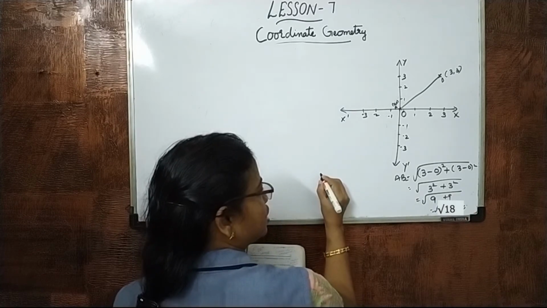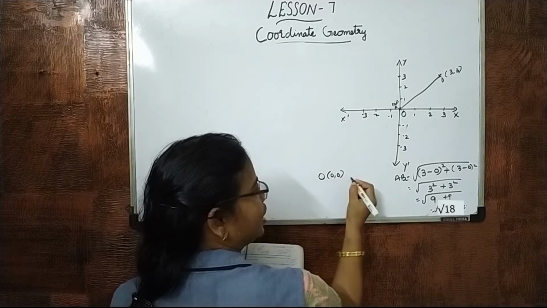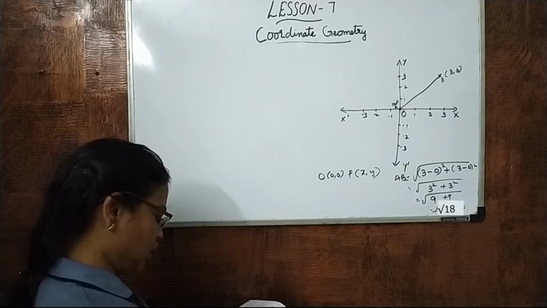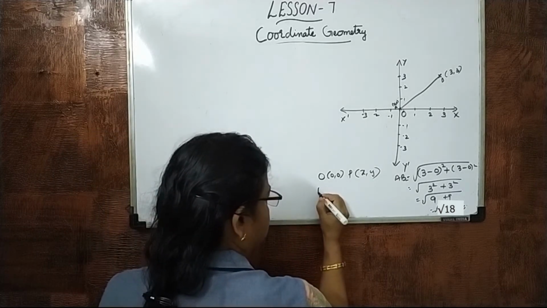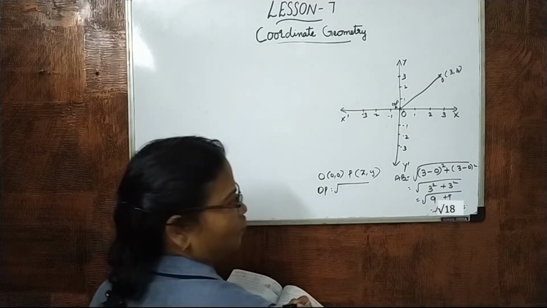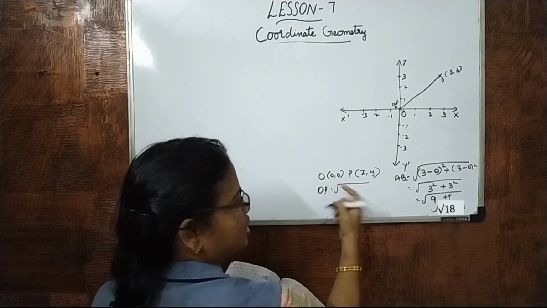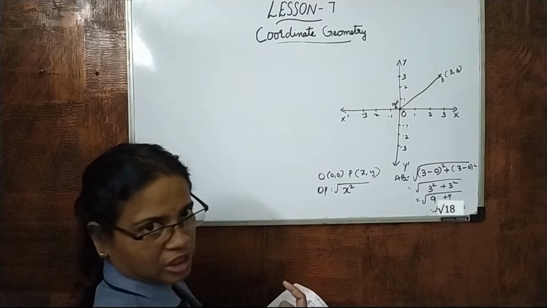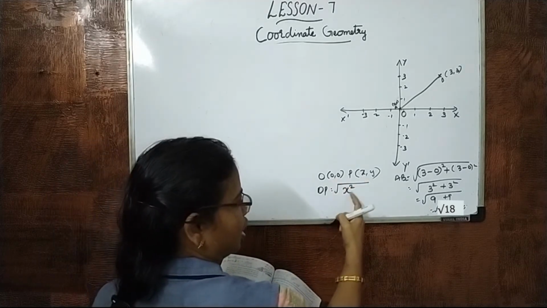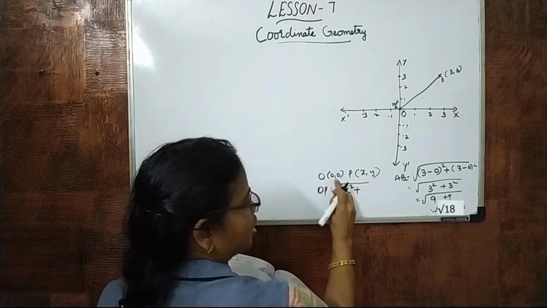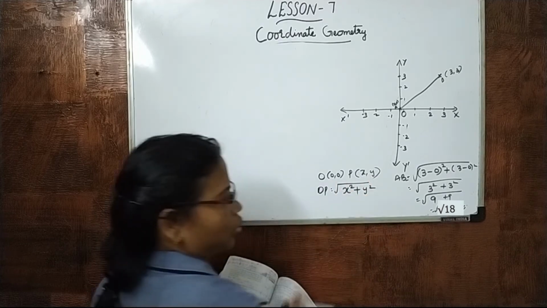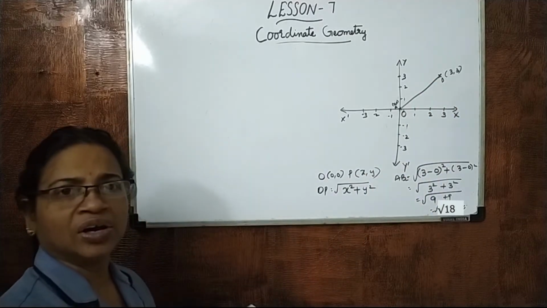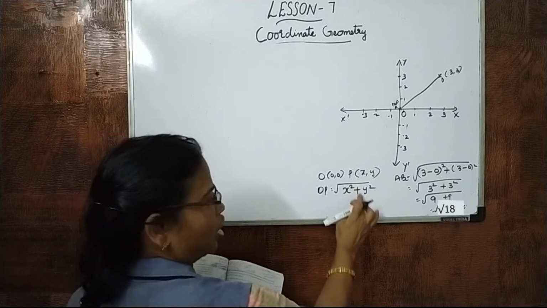Here, suppose the origin is 0, 0 and the point is P, x, y. What can we say then? The distance OP equals root of x minus 0 the whole square, that is x square, plus y minus 0 the whole square, that is y square. So from the origin, if you want to find the distance, it is root of x square plus y square.